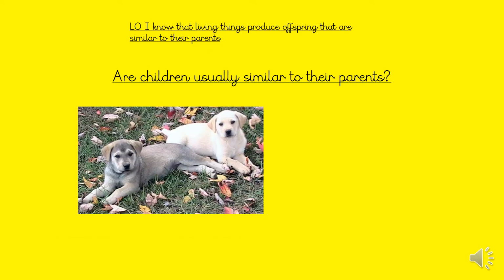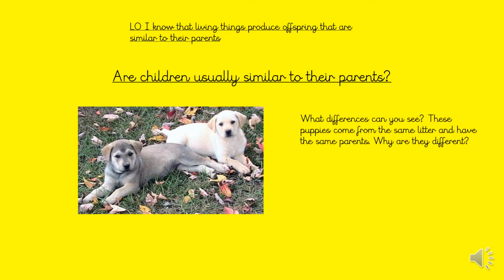Now, it's not just human children that we're talking about either. So here we can see puppies that have come from the same litter. So they're siblings, but they're not identical, are they? They're quite similar to their parents, perhaps. So just have a look at these puppies and see if you can see any differences and any similarities.